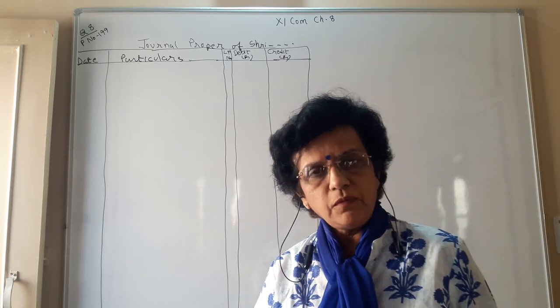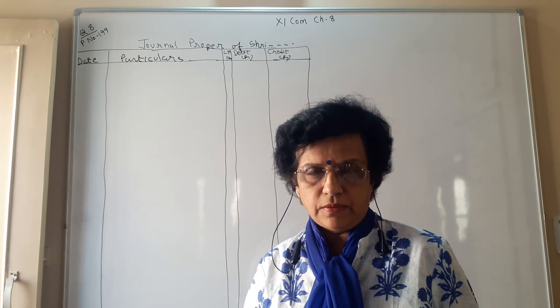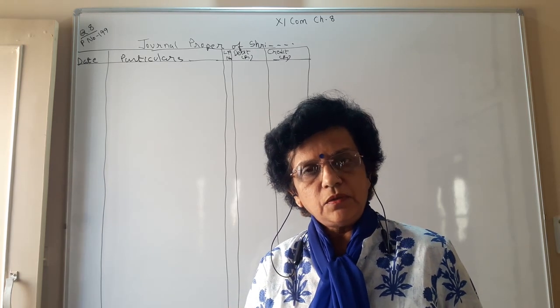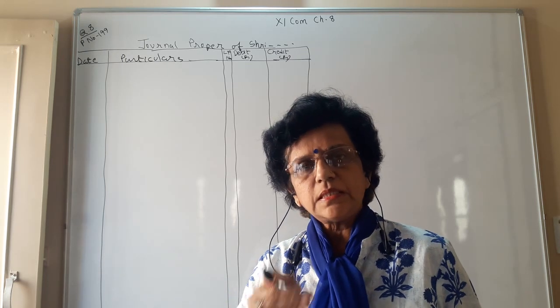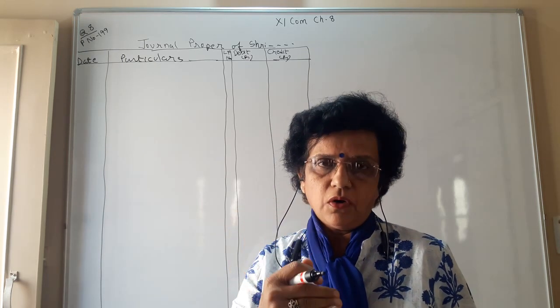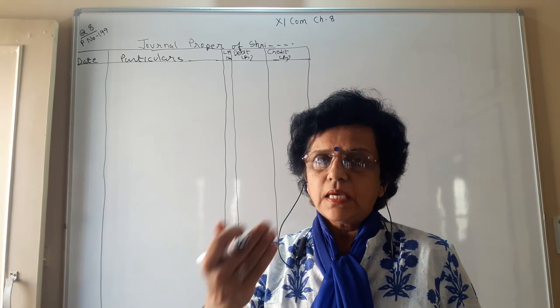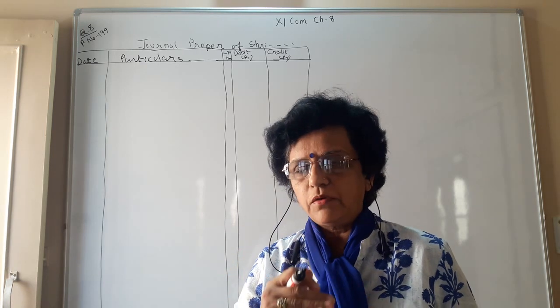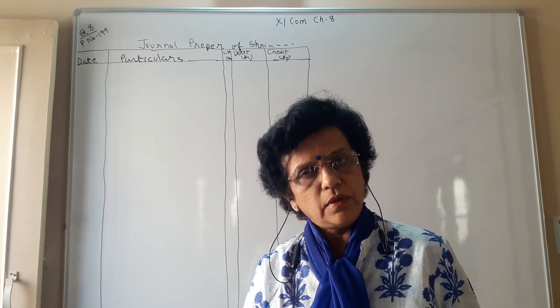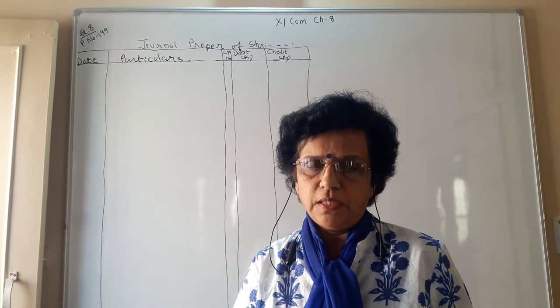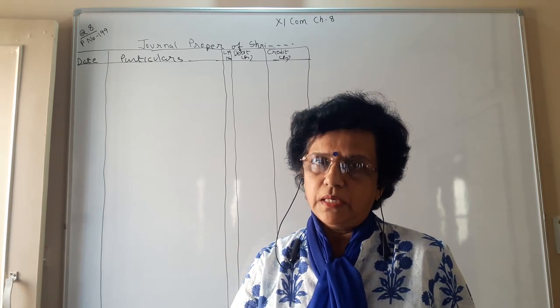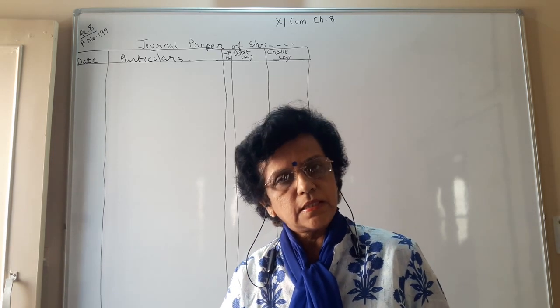For that we have to write a new journal entry. When you write a new journal entry with a specific purpose, the purpose is that whatever you have done wrong is to be reversed, and what you have not recorded, we have to record. So this is the principle of rectification of errors: undo what you have done wrong and do what is required.